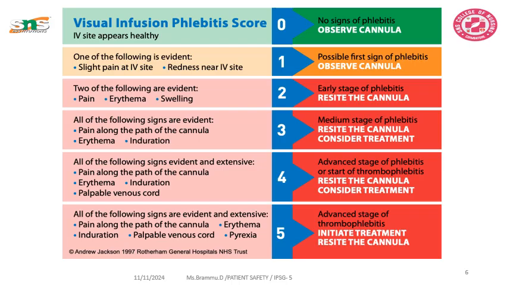If the patient is complaining of erythema and induration along with pain, then we have to remove the cannula, which is the medium stage of phlebitis. If the patient has pain, erythema, induration as well as palpable venous cords, then the patient gets a score of 4. Resite the cannula and consider treatment. If the patient has all the above complaints along with pyrexia, that indicates an advanced stage of thrombophlebitis, and we have to immediately start the treatment for thrombophlebitis, like applying Maxgel dressing and so on.